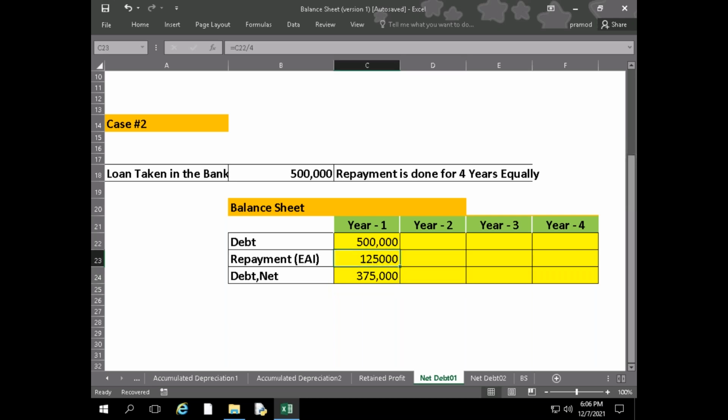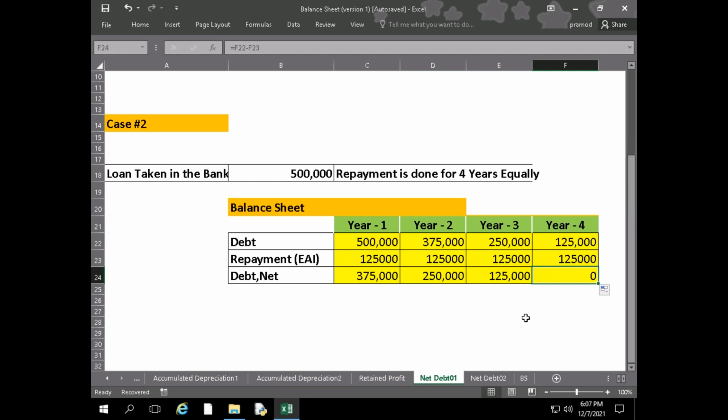Then the net debt will be debt minus repayment. What is my debt amount? That will be the second year amount, so you need to take this amount. In the same manner, the repayment amount for the 4 years is the same, since they are telling it is repaid equally. So take this one as an absolute reference, divided by 4. Now I'll minus this repayment, and that is the debt amount in the next year. Year 3. So at the end, my debt amount should be 0.